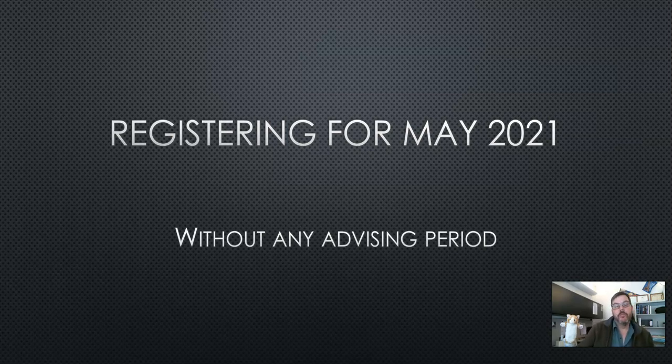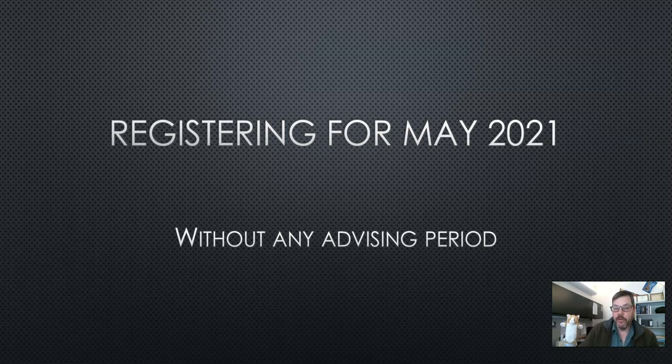Hi. As many of you know, May registration used to be J-term, but because of COVID, it got flipped. May registration starts next Monday, February 8th. Unfortunately, the college calendar did not allow an actual advising period before this registration period, where you normally have several weeks of advising. So a lot of you will not be able to meet with your advisors before this registration.